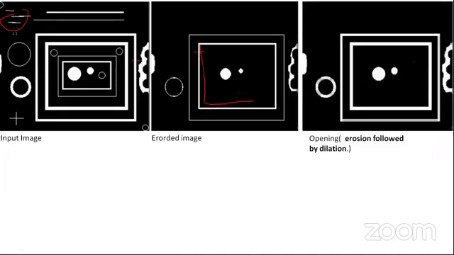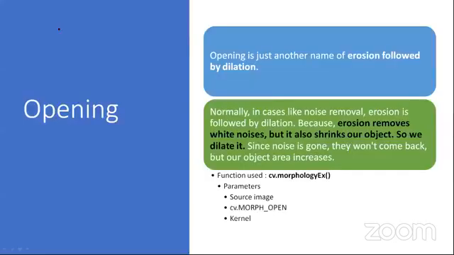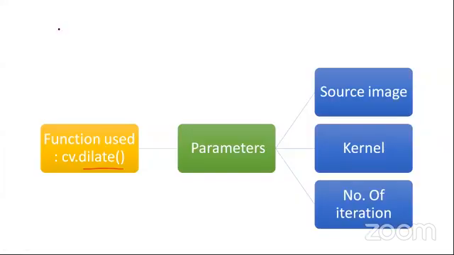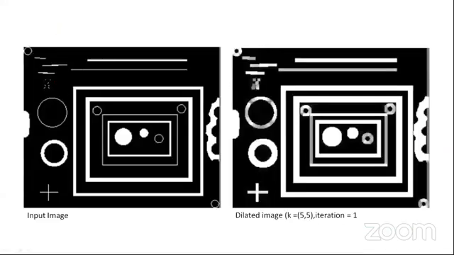So just like the erosion reduces the white region, the dilation increases the black region. It removes the black region. Suppose here is the black region and you just increase the thickness. So this is how you decrease the black region.